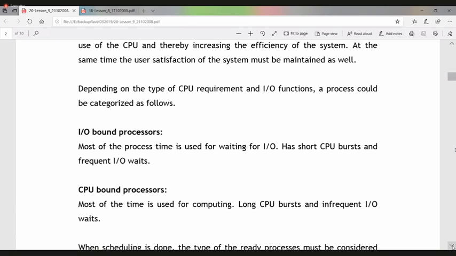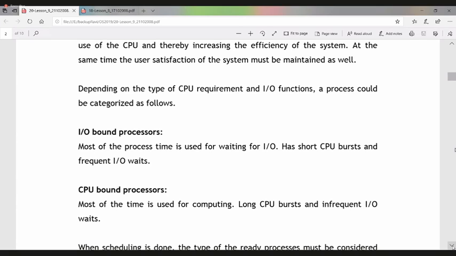So they are more I/O bound, or you display something on the screen without much calculations. So they are called I/O bound. Only very little time they require from the CPU. Right? So short CPU burst, short time use of the CPU, but mostly waiting for I/O. Right?